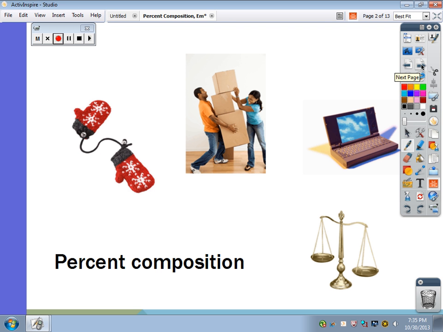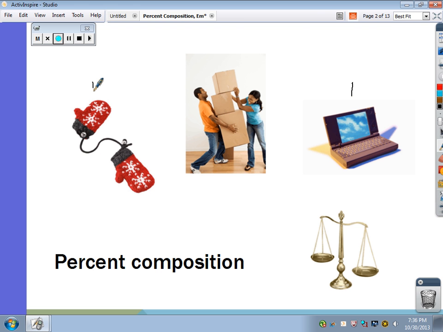And if you've seen this picture, this couple is moving some boxes. They're mailing some things to their relatives. Let's say in one of the boxes, they have one computer and two mittens. So there's 3 total items. Now, if they went to the post office, how would they be charged? They wouldn't be charged by 1, 2, 3 different items.